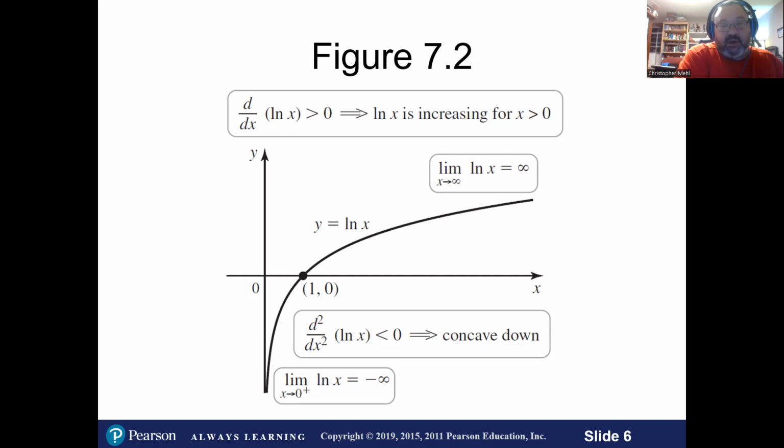And the second derivative of the log is less than 0 on its domain, because, well, let's go ahead and do that real quick. So the derivative of the logarithm we just said, and let's jump to our whiteboard. We can do a little quick proof of that.